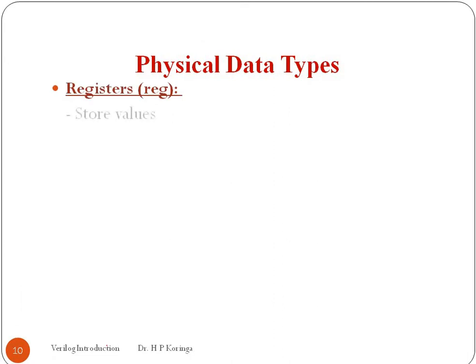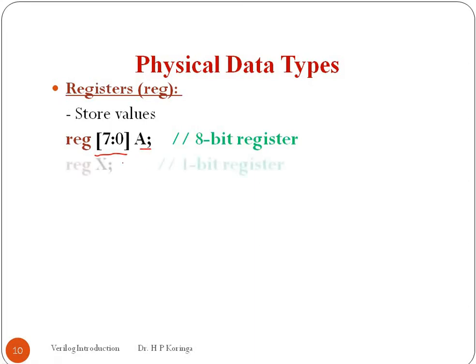Now there are physical data types. Registers can store a value, and if you want to define an 8-bit register, we have to specify reg before the name, then specify the width, and then the name of that reg. If you do not specify the width, it will take a 1-bit reg. So here, X's width is not specified, so it takes X as a 1-bit reg.